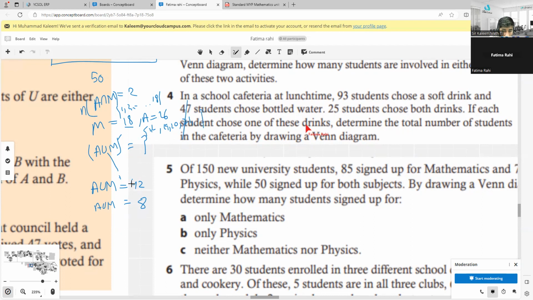So if we want to find the union of A and M, what you have to do is write the 18 firstly, then write the elements of A. But we will not write the 1 and 2 again. Why? Because those are already written from them.